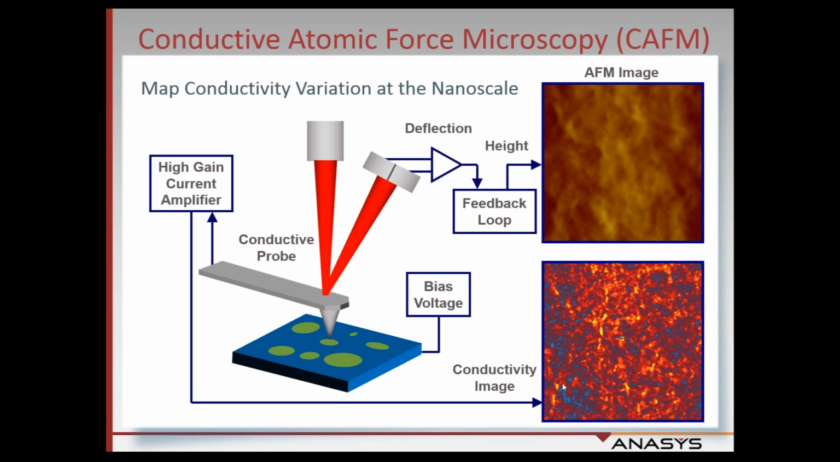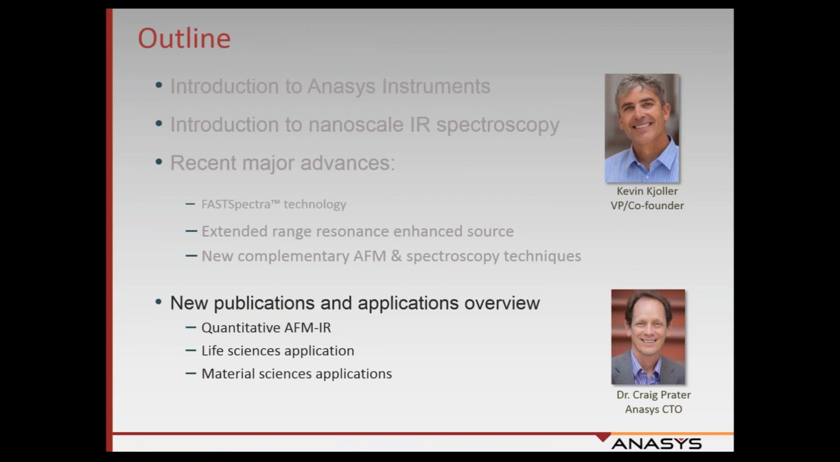And so typically you're looking at picoamps to nanoamps of current flow between the sample and the tip, and map out, in this case, variation in the concentration of a conductive polymer relative to a non-conductive polymer within this sample. And so with that, I would like to turn the presentation over to Craig, our CTO, and he is going to cover some new publications and applications with the system.